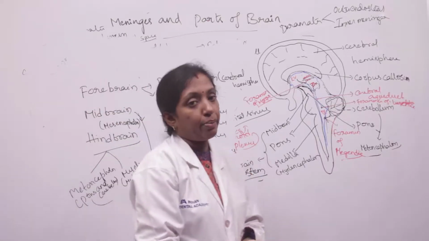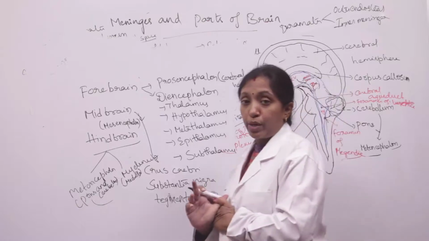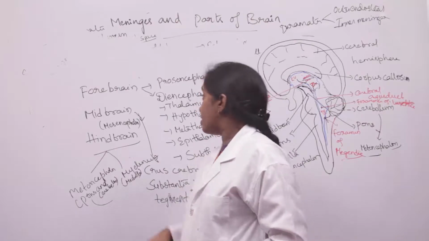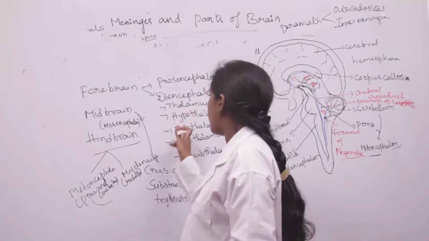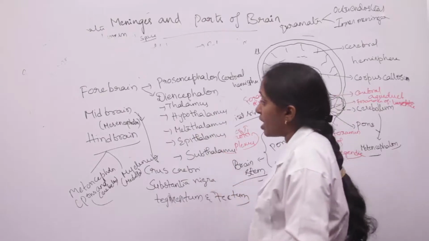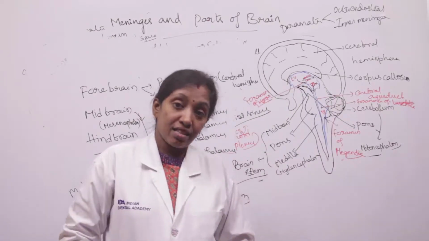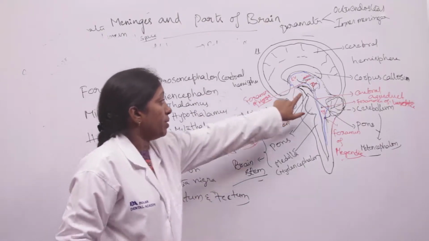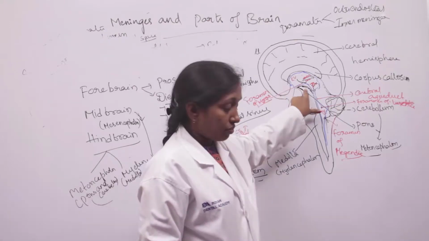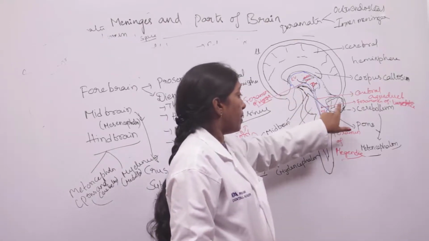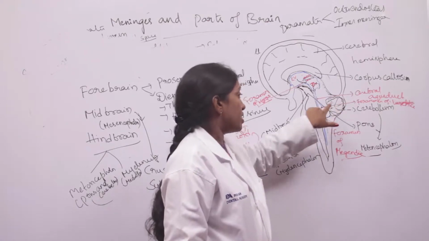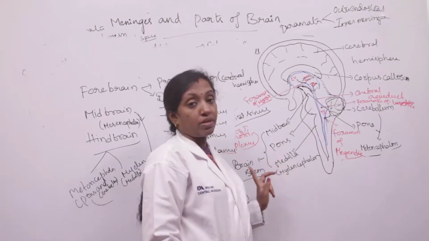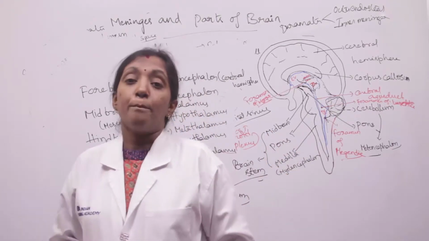So the brain consists of forebrain, midbrain and hindbrain. Forebrain consists of cerebral hemispheres as well as the diencephalon, which has thalamus, hypothalamus, metathalamus, epithalamus and subthalamus. And coming to the midbrain, the mesencephalon consists of crus cerebri, substantia nigra, tegmentum and tectum. Here is the midbrain. And coming to the hindbrain, pons and cerebellum form the metencephalon, and medulla oblongata forms the myelencephalon. And here midbrain, pons and medulla form the brainstem. So these are the parts of the brain.